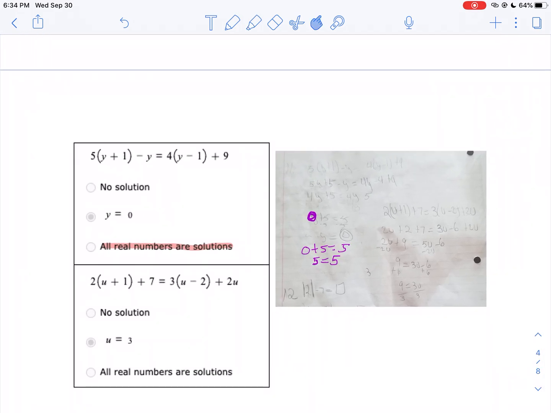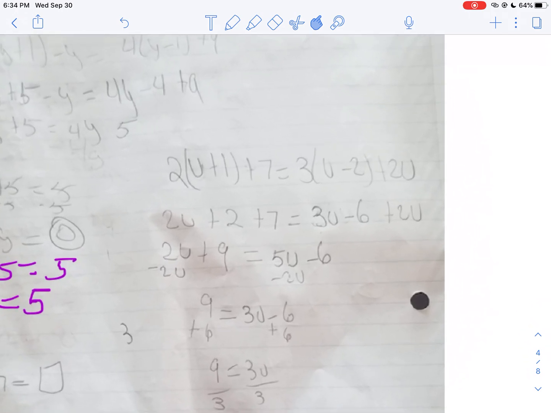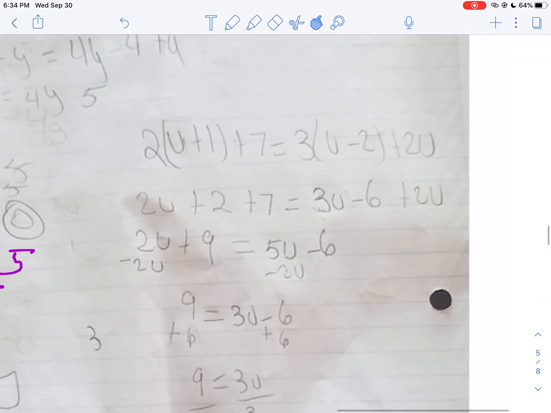Now, let's take a look at the second problem. 2u plus 1 is 2. 2 times u plus 1 is 2u plus 2 plus 7. Add the 2's, you get 9.